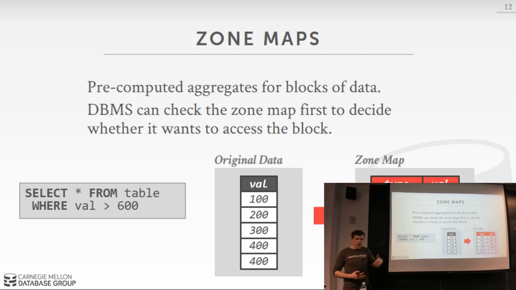So for some queries, you can get a huge speedup on these. The zone map term originally comes from Oracle. It's used in a lot of different systems. Vertica does this, MemSQL does this, I think Greenplum as well.